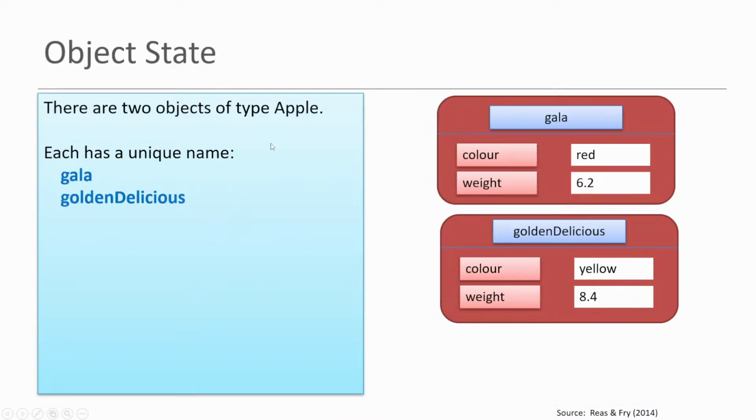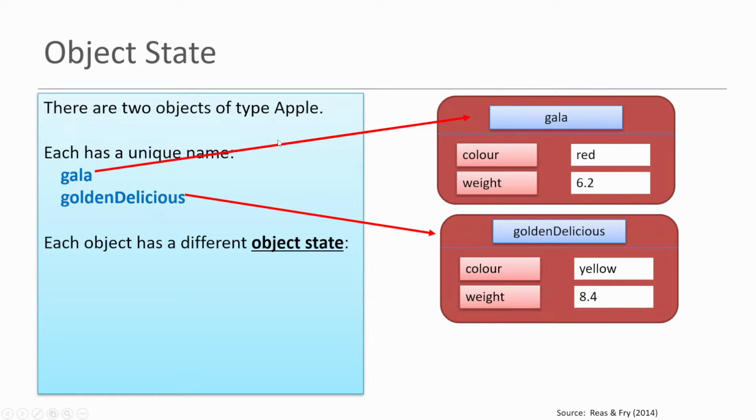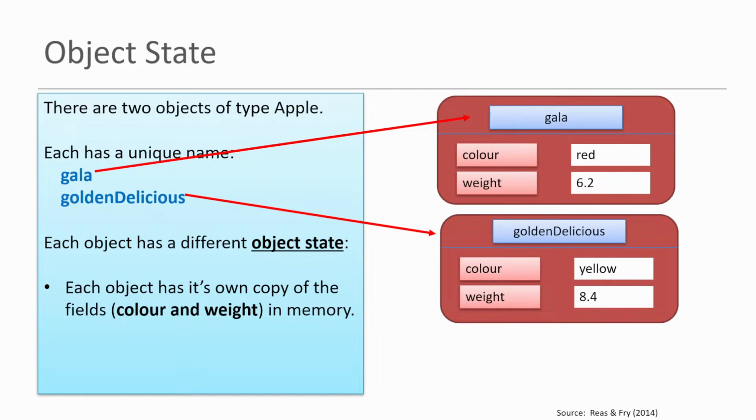Okay, so there's 2 objects of type Apple. Each has a unique name, Gala and Golden Delicious. It is a different object state. That means it has its own copy of the fields. It could coincidentally contain the same values, but that's a different matter. It doesn't have to be the same values, and they can be different.